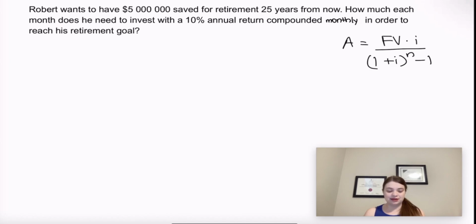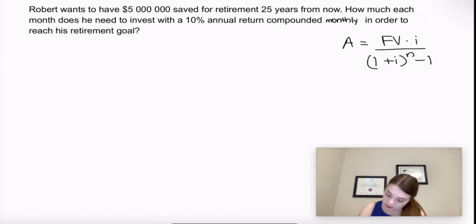And that way we can see, is that a realistic thing for us to do and how can we get there potentially? So let's start with this first example. Robert wants to have $5 million saved for retirement 25 years from now. How much each month does he need to invest with a 10% annual return compounded monthly in order to reach his retirement goal? Okay, so first we're just going to write down what's given.